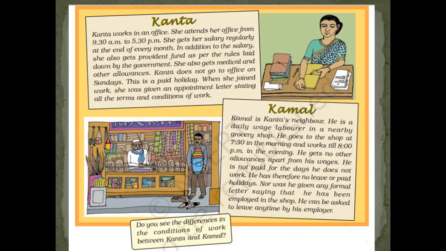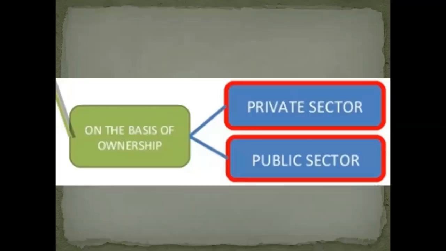If he is sick, or he has some important work in the house, he doesn't come to work in the shop, and for that particular day he is not getting the payment. Correct? So you have seen this too, and the shopkeeper has not given him any appointment letter either. So the earlier case of Kanta is an example of organized, whereas Kamal is a case of unorganized.